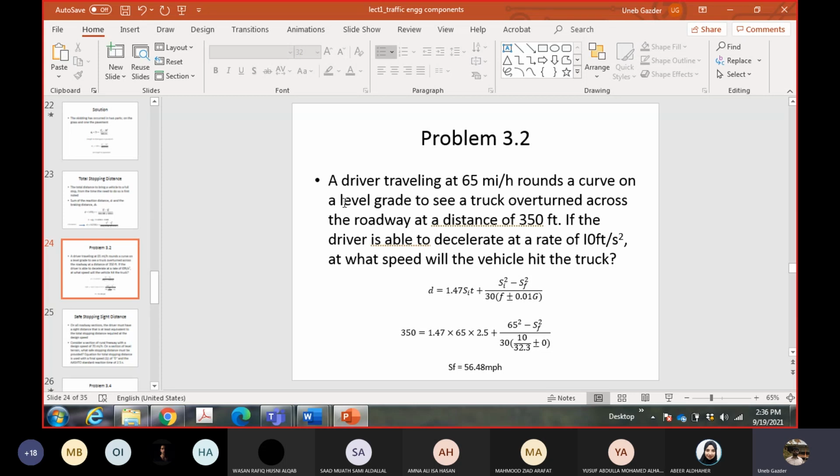So this is less than the recommended value. Maybe he did not think that he had to stop so urgently, so maybe because of that he was slowing down at a lower rate. At what speed will the vehicle hit the truck? We again want to find out the final speed. The example which I was trying to give you previously, they are now asking for that. The initial is given, and they are trying to find out the final.